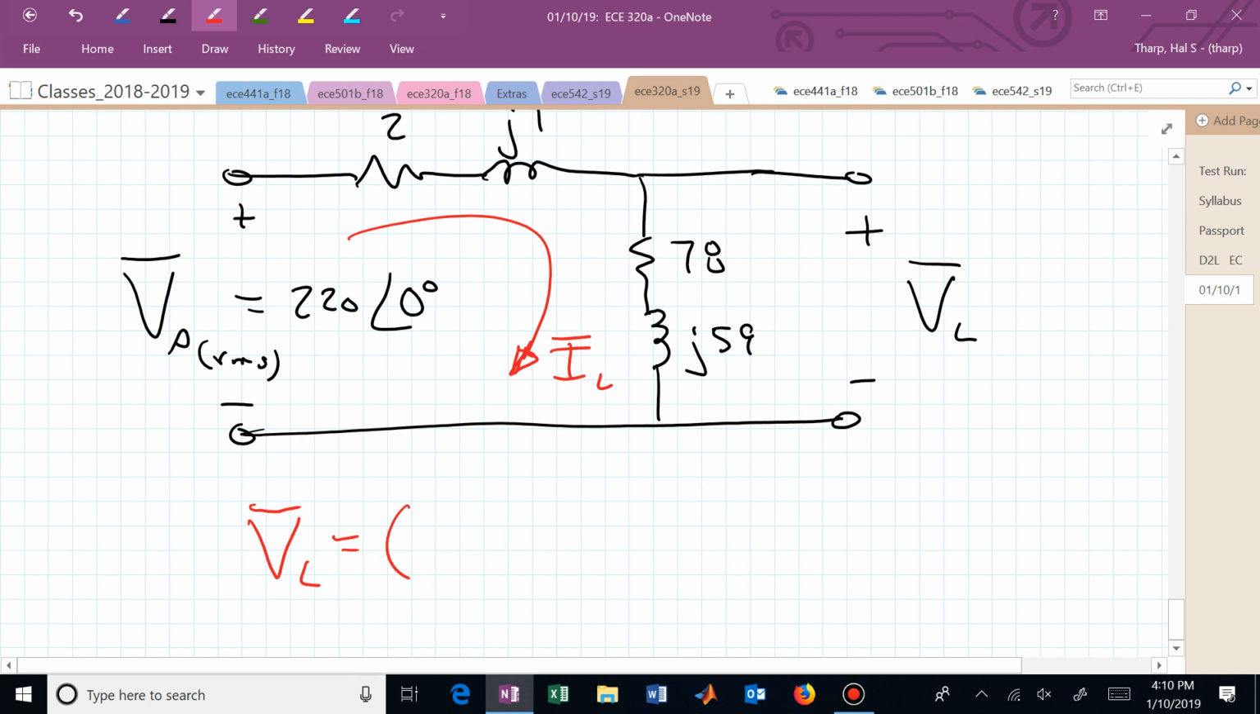That's now that impedance 78 plus J 59 times I sub L bar. Is that okay? Why did I say I sub L? Let me just call that something else. It's the same, it's series, but let me call that I total. And how do I find I total?